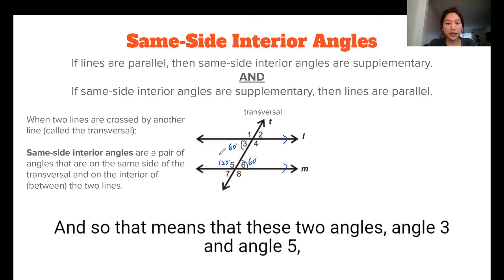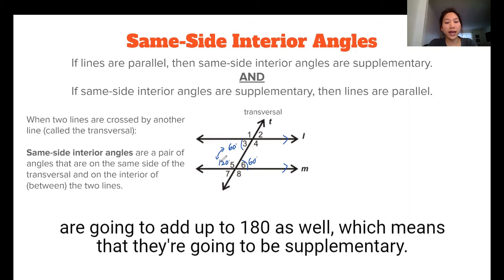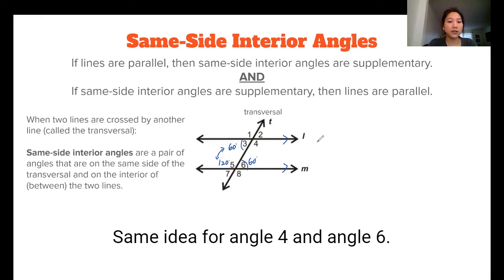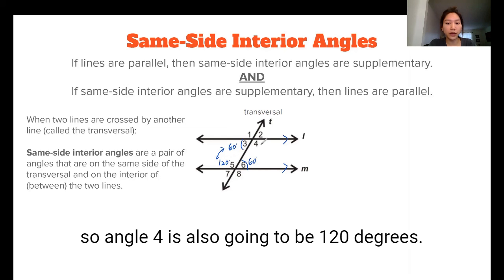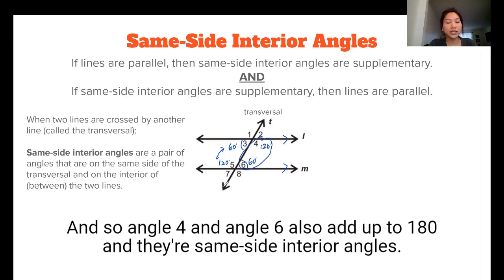And so that means that these two angles, the angle 3 and angle 5, are going to add up to 180 as well, which means that they're going to be supplementary. Okay, same idea for angle 4 and angle 6. So angle 3 and angle 4 are also a linear pair. So angle 4 is also going to be 120 degrees. And so angle 4 and angle 6 also add up to 180. And they're same side interior angles.